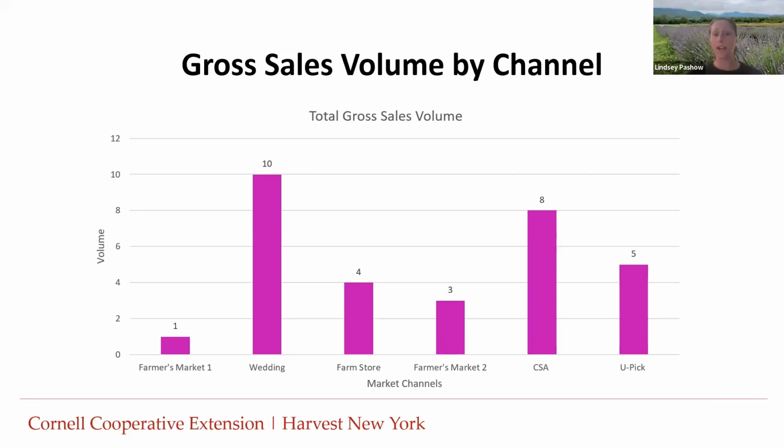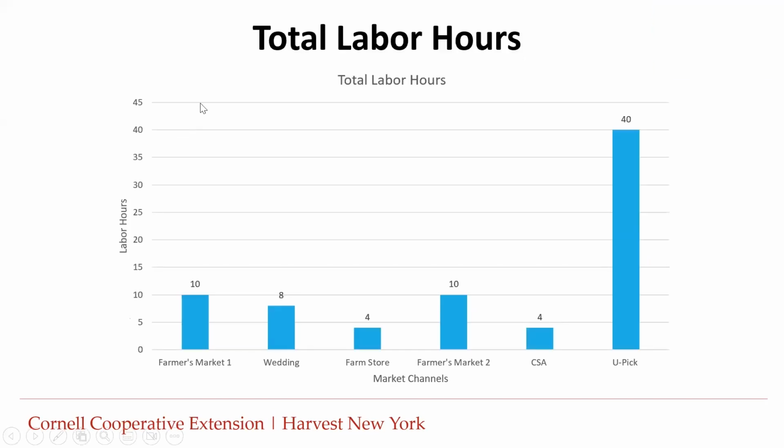Your CSAs were your second one, and then your U-Pick was next highest. You can kind of see where your gross sales would be on your farm. And you can see that the farmers markets weren't as much sales. And then if you looked at your farm and you see the total labor hours, you see, oh my goodness, I spent 40 hours on that farm with that U-Pick.